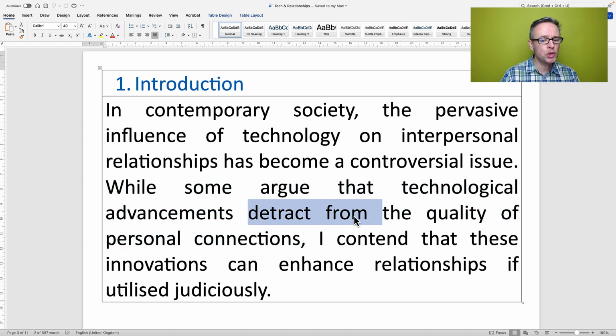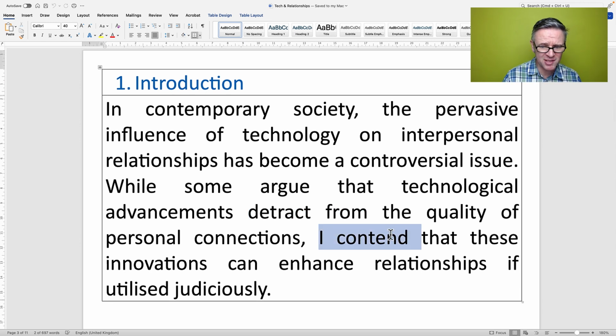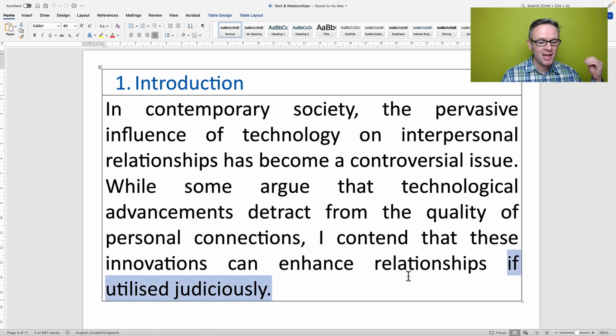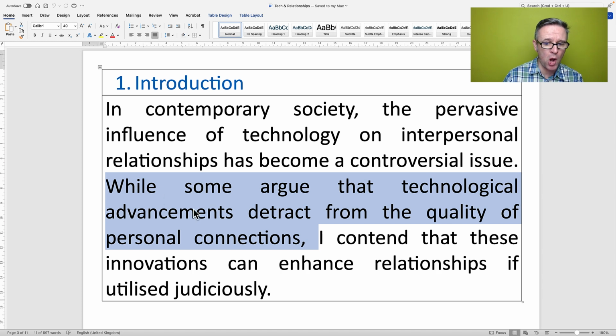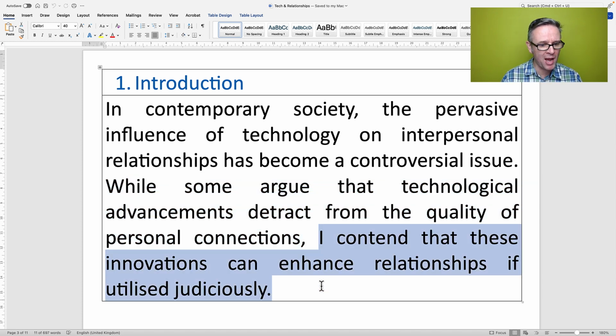Detract from means to worsen, to spoil. The opposite of improve. I contend means I strongly believe that these innovations can enhance. So enhance is the opposite of detract from. And then relationships, and we've also got another little subordinate clause on the end. If utilised, that means if used. And then we have this wonderful adverb, judiciously. Judiciously means sensibly or with good judgment. I think that that is a super opening because I have made it very clear what I believe, although I have acknowledged the other argument. I am now going to argue my point of view.